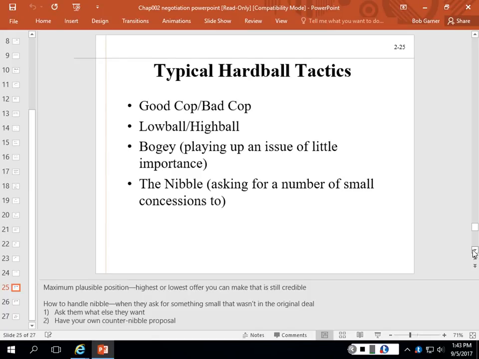So maximum plausible position says you want to make the lowest offer that's still credible. So $200,000. If I offer $150,000, is that in a range? Maybe it's pretty low. They're probably not going to take it, but it's not going to insult them. So it's the most you can ask and still not be a jerk.